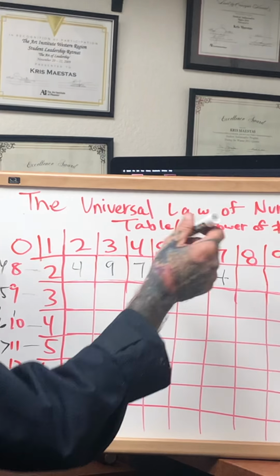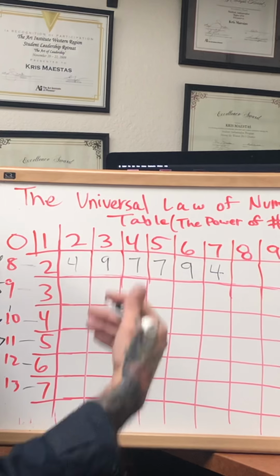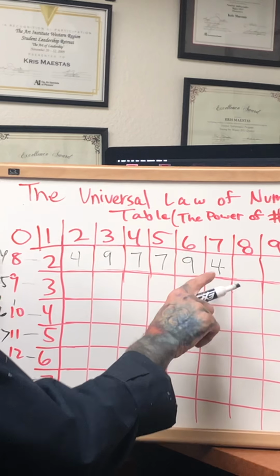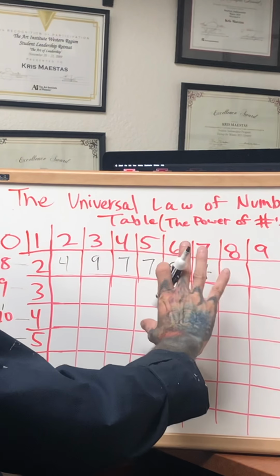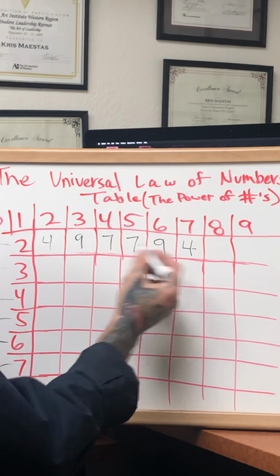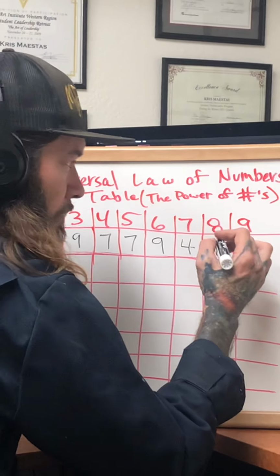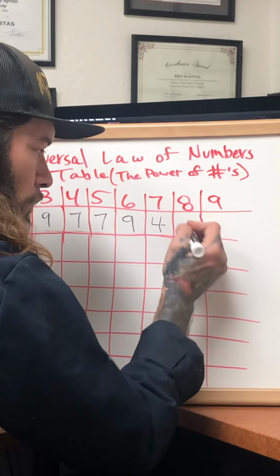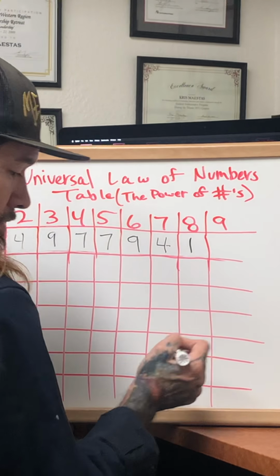is 4, because even when you try to reduce it, if you still have 2 digits, you need to keep reducing until it's a single digit to get the root number, or the base number of what is being hidden behind all the double digits. So again, 8 to the power of 2, that's 8 times 8, which is 64. 6 plus 4 is going to be 10. 1 plus 0 is going to be 1.